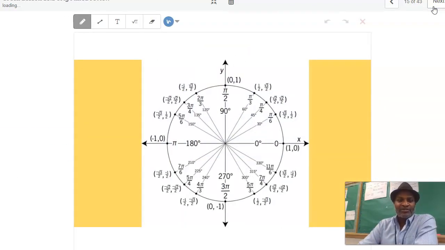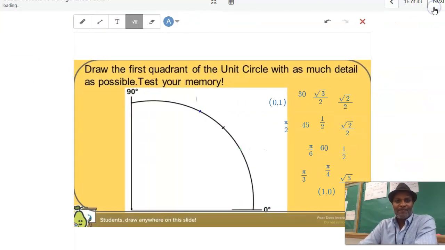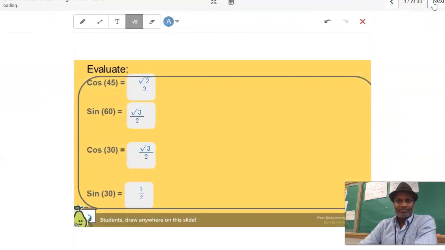Okay, here's the unit circle that you should be getting very familiar with if not already. Okay, see if you can fill up this first quadrant of the unit circle from memory. I've included all of the pieces right here. So maybe you can figure out where all these pieces go. All right, evaluate. You should use the unit circle in order to be able to figure out what the answers to all these are.